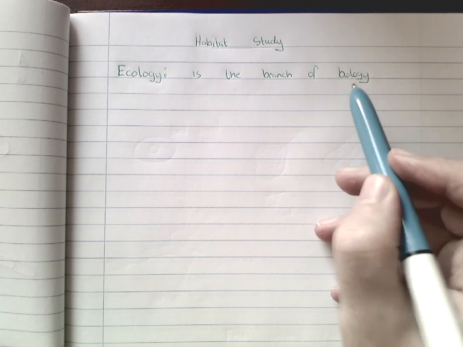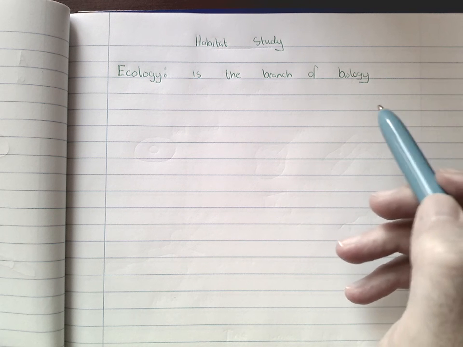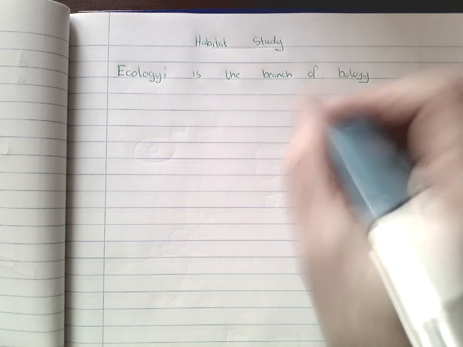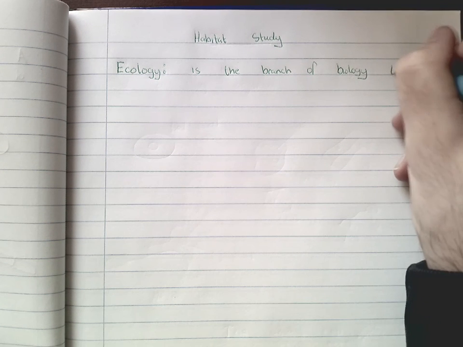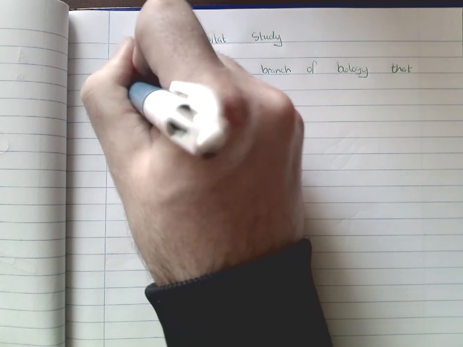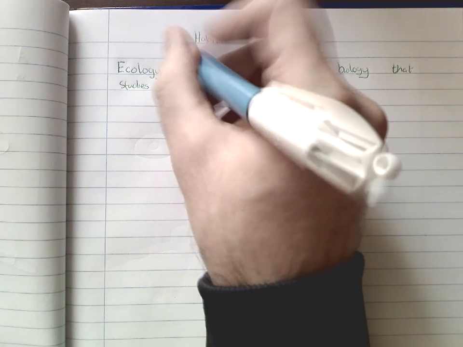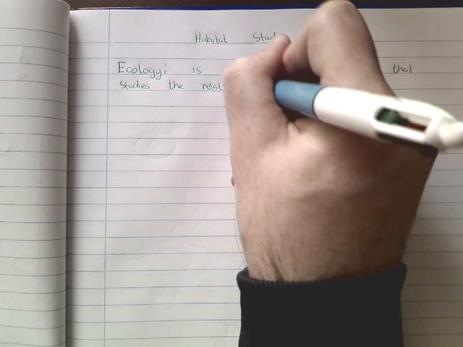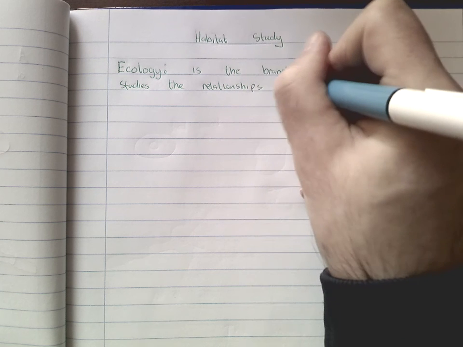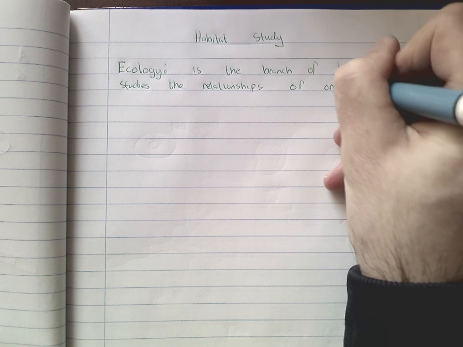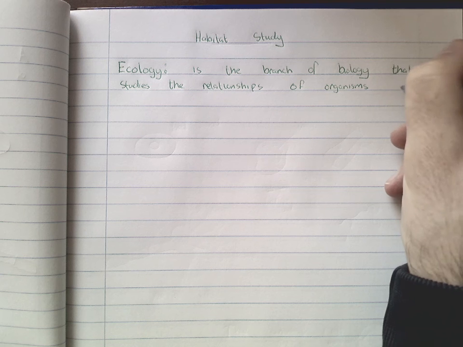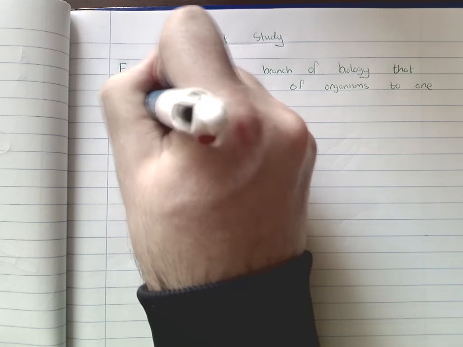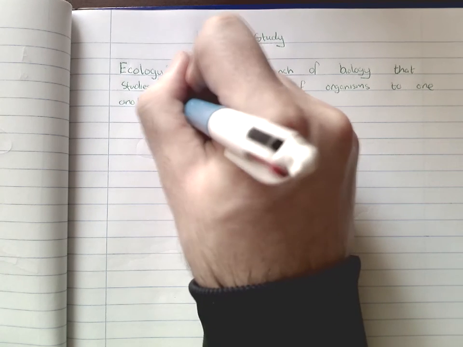So it's a branch of biology. And if we think about it, biology is the study of life. And in relation to ecology, it's the branch of biology that studies the relationships of organisms to one another and to their physical environment.